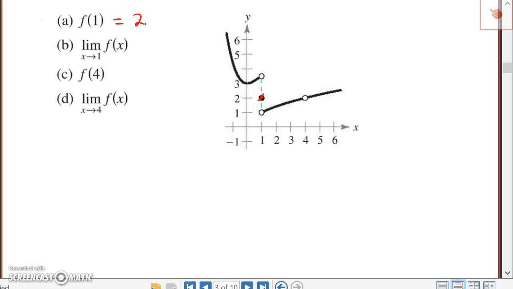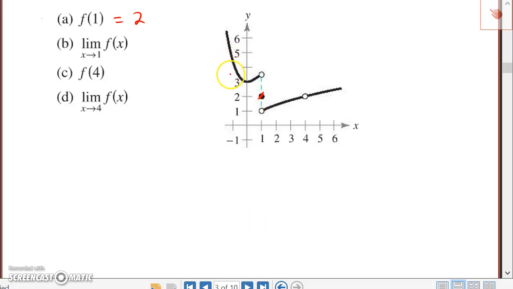Now it's a little bit different. The next one says find the limit of the function as x approaches 1. So again, you have to look from the right and from the left. So when x approaches 1 from the right, this thing is going down, approaching the y value of 1. However, when x approaches 1 from the left, this thing is approaching about 3.5. Therefore, since it approaches two different values, then the limit does not exist.